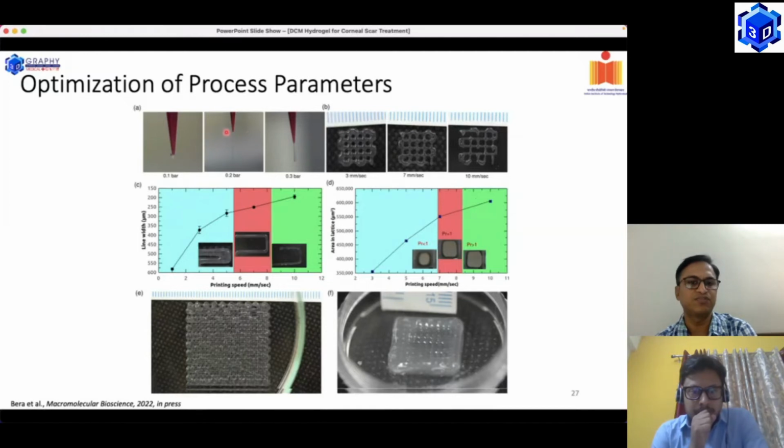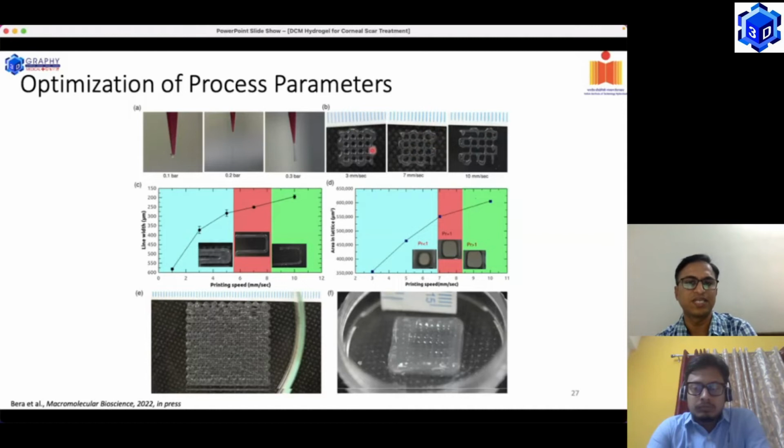In this case, if you see, at 0.2 bar the extrusion is perfect, so that we can get a nice strand. In both the other cases, one is under extrusion, and the other is over extrusion. So we can understand that at 0.2 bar the extrusion is better, and we have used 0.2 bar.